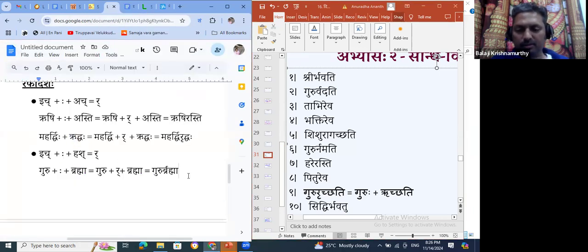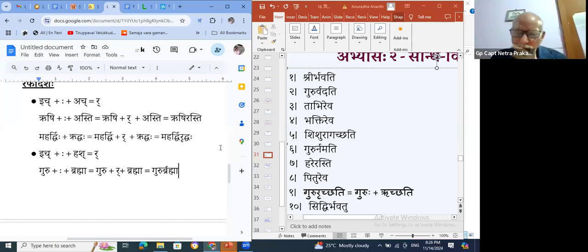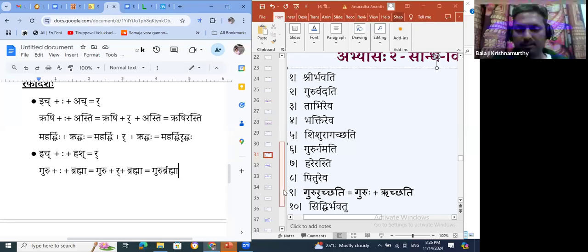Siddhir bhavatu. Siddhihi bhavatu. Ich plus hash somewhere. Siddhir bhavatu me sada. Saraswati Namaste. That would be Saraswati Namaste.